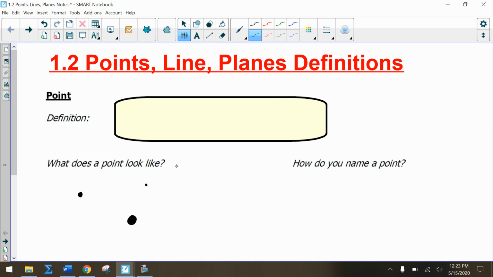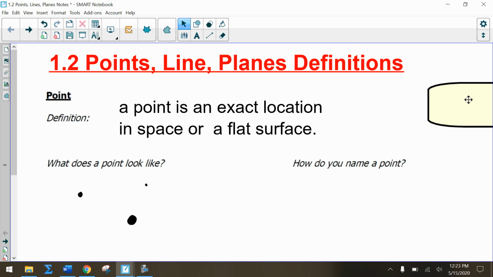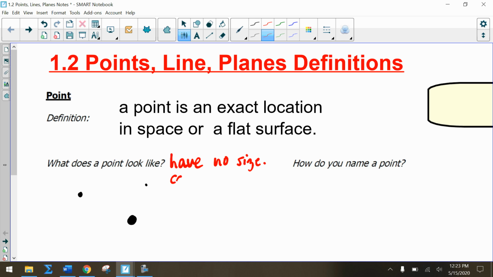Points have no size, okay? But a point is an exact location in space or a flat surface. And they have no size, and you cannot measure a point. Okay? And to name a point, we can name it by any capital letter. So I can name this point A, and this point B, and this point C. So we can say point A, point B, point C.